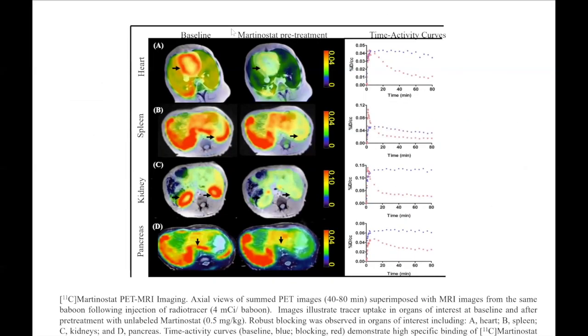So besides the brain, we tried the peripheral organs. First, we have the baseline in the body. Then we use Martinostat pre-treat. From the TAC, you can see the baseline and the pre-treat curves are totally different, with a significant decrease in uptake in heart, spleen, kidney, and pancreas.